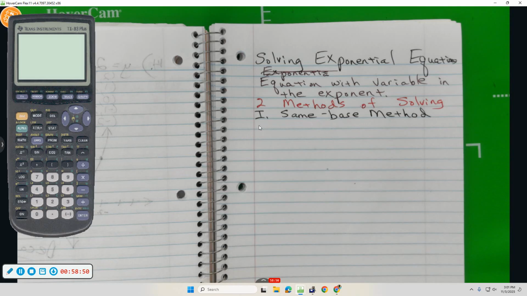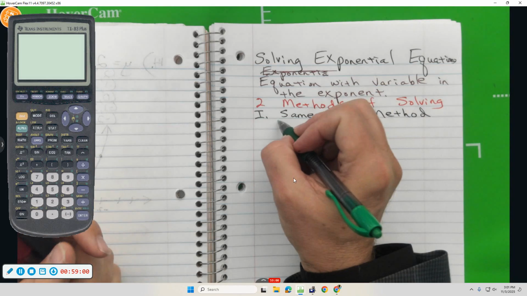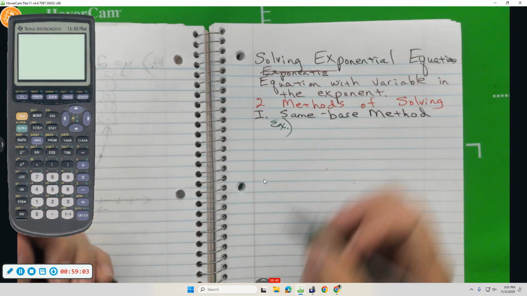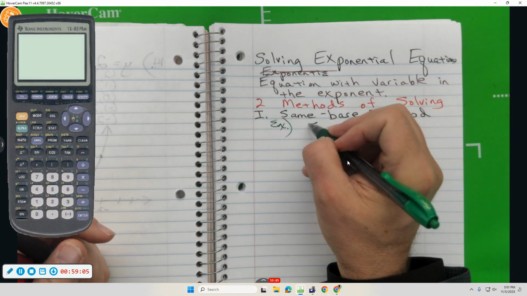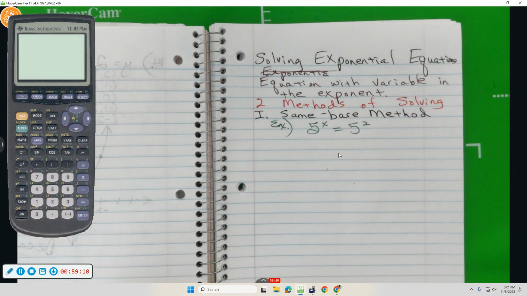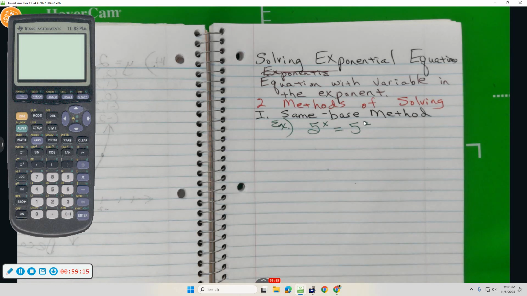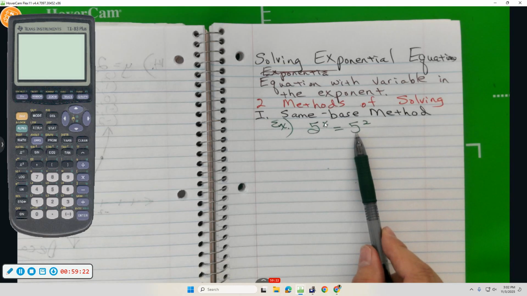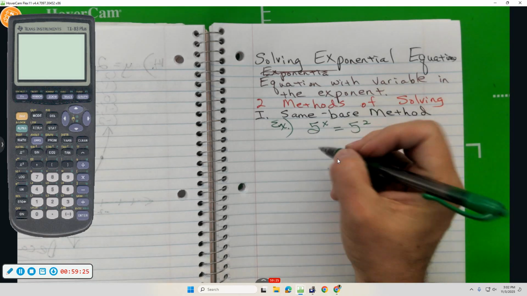The same base method says that if you have the same base on both sides, then the exponents have to be equal. If you think about it, let me make a real basic example. Let's say 5 to the x is equal to 5 squared. What's the only thing that x could equal? For the left side to equal the right side, it should be obvious. What would x have to be? 2. If the bases are equal, then you can drop the base and set the powers equal.